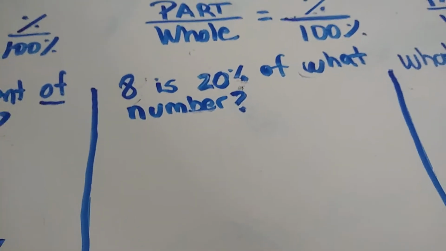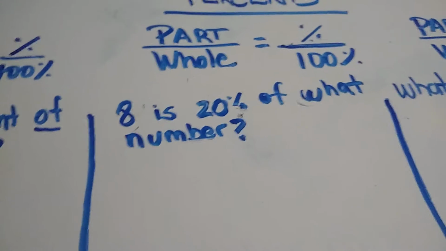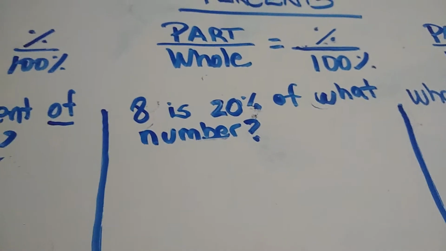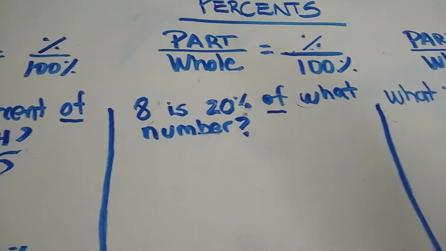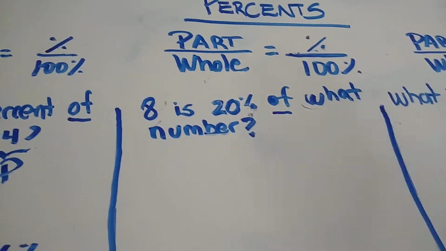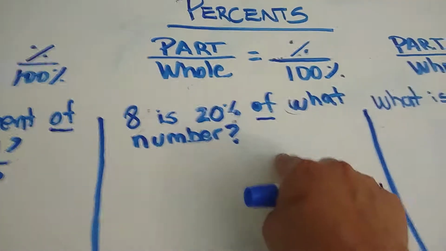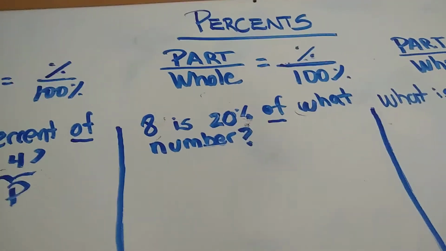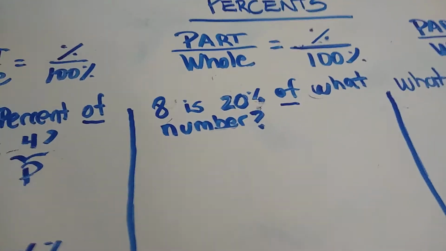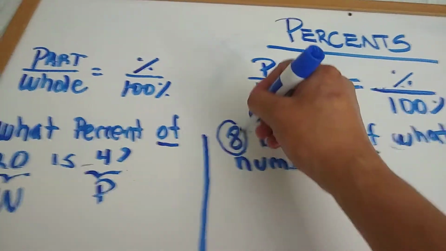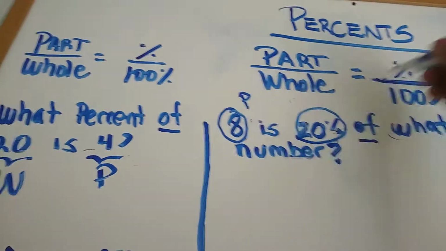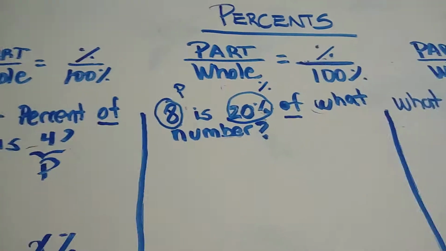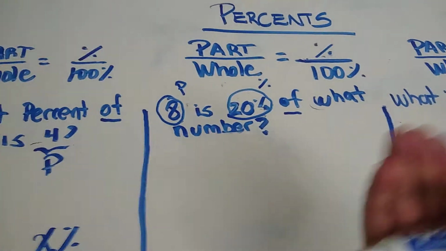All right. So let's now analyze the second case. 8 is 20% of what number? Again, the keyword is of, right? After the keyword, you will find what? The whole number. But in this particular case, we have of what number, which means that the whole is unknown. So that means this 8 is the part. That's my P. The 20% is going to go into the percent, the numerator on the other side. And my unknown is going to be the whole.